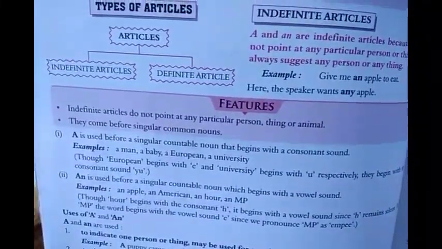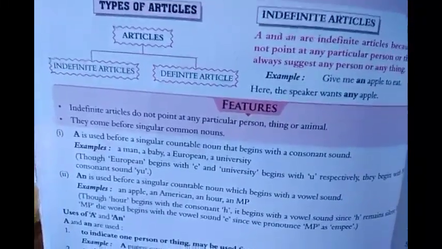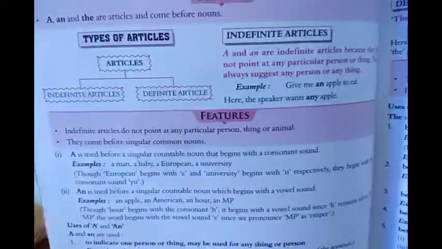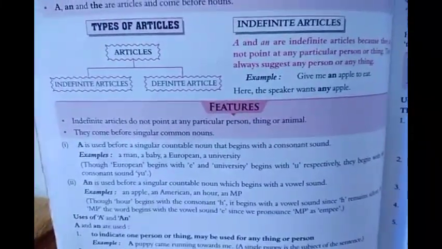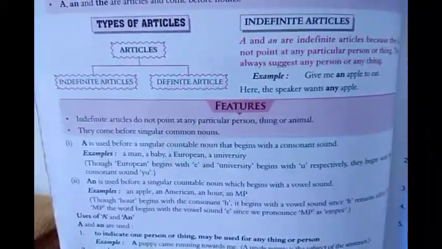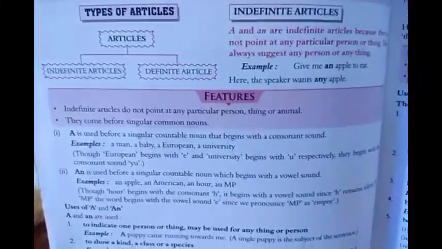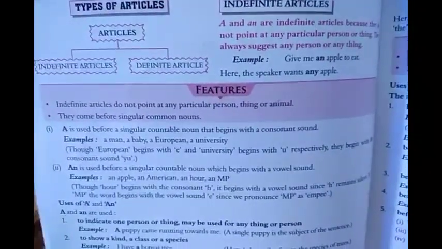Now we'll learn more in detail about all these indefinite and definite articles, that is a and an, their uses and all. Now before that I want to tell you one thing about how many letters are there in the English alphabet. There are 26 letters in the English alphabet, and out of these 26 letters we have 5 vowels and the remaining 21 are consonants. Now how to use a and an? Now these 5 vowels are a, e, i, o, u.